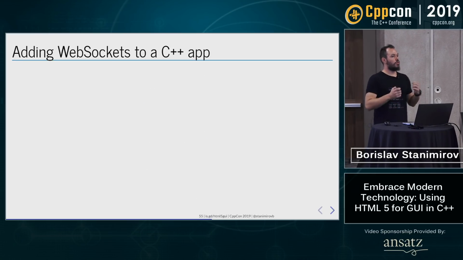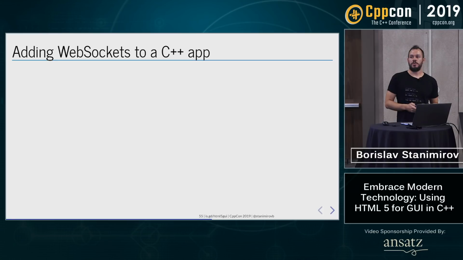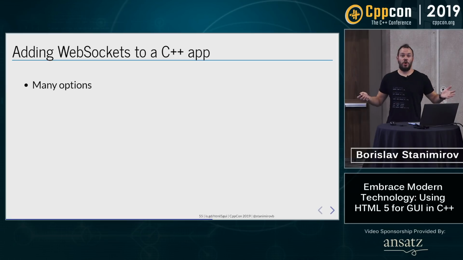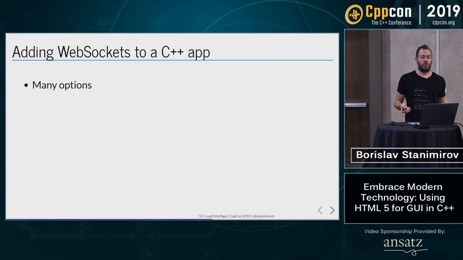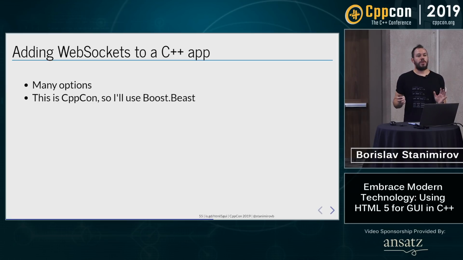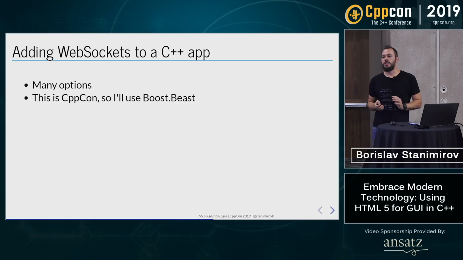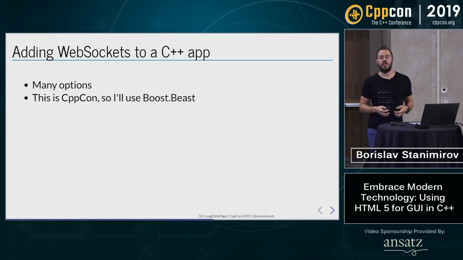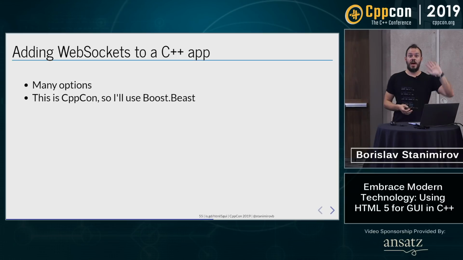So how do we add WebSockets to our C++ application? Well, there are many options, but luckily it's 2019, and there are many open source options, and we can do whatever we want. And this is CppCon, so I'm going to use Boost.Beast. Boost.Beast is by Vinny Falco. He's from the C++ Alliance, one of the sponsors here. He has had talks, and this year he's not here, sadly, but hi, Vinny.